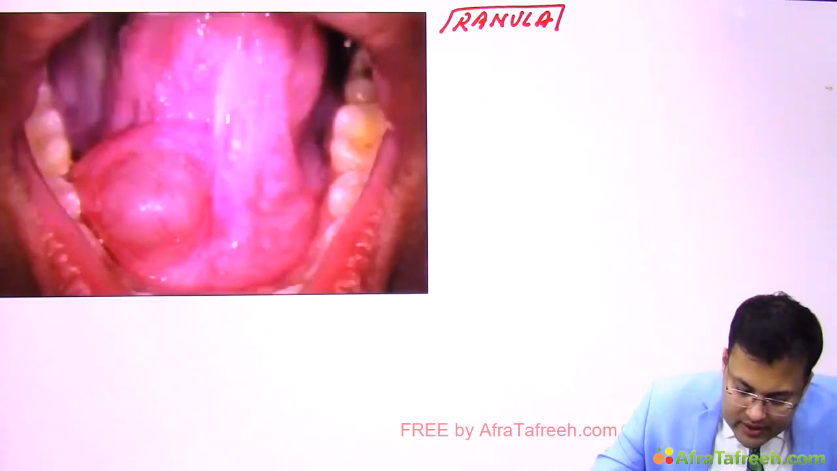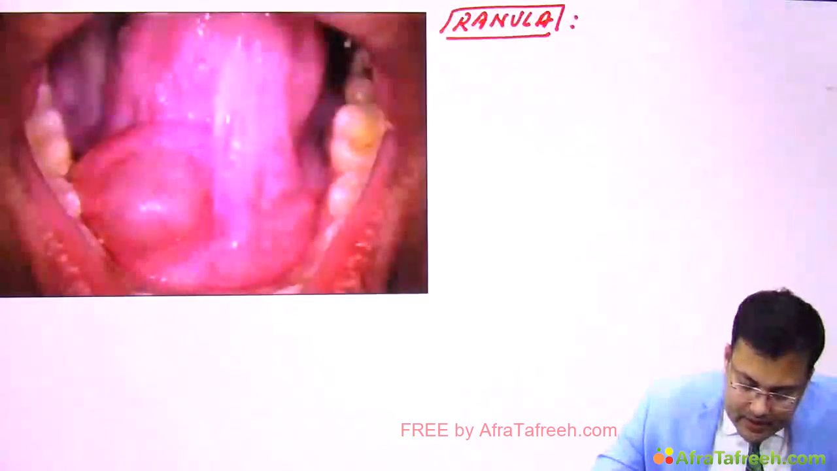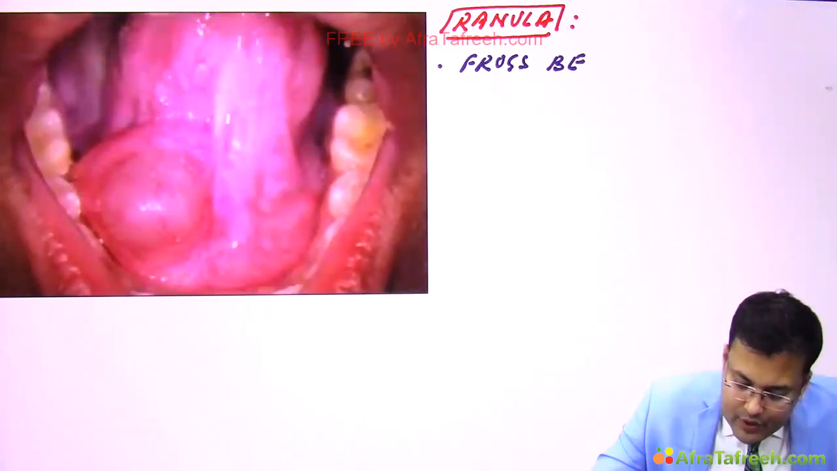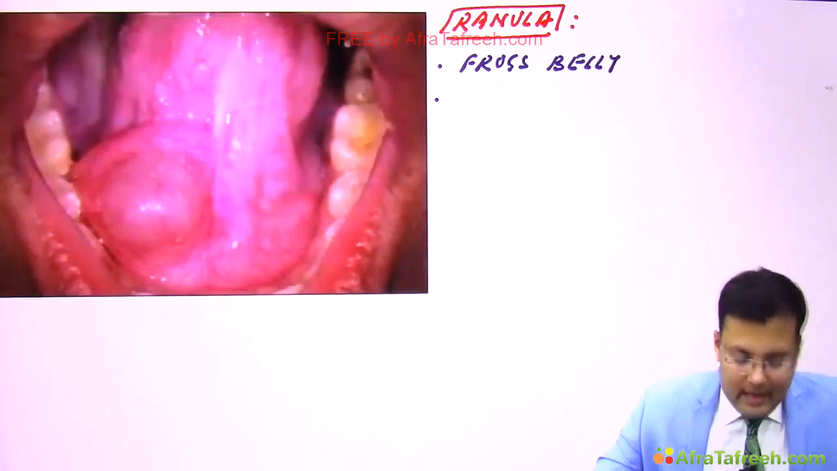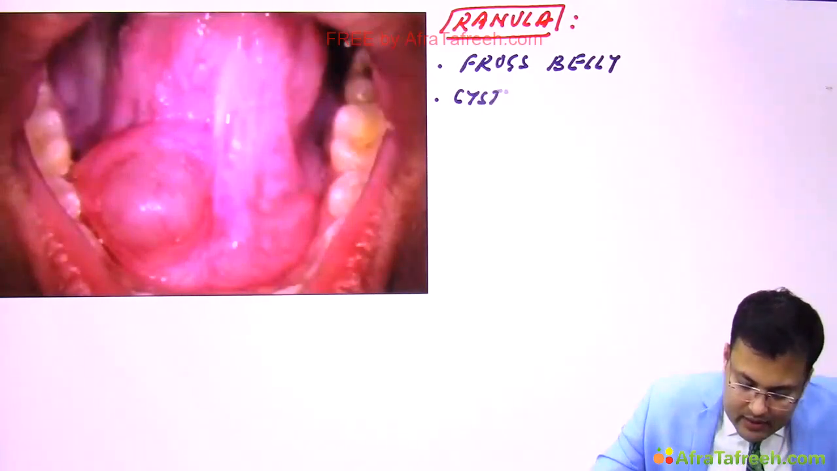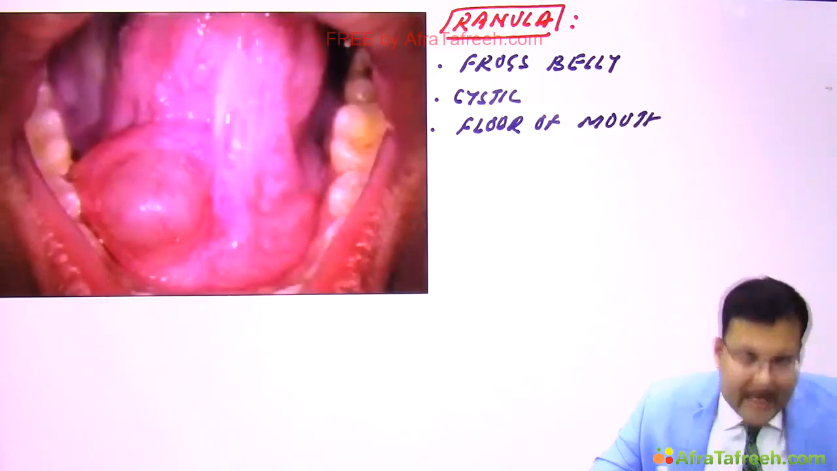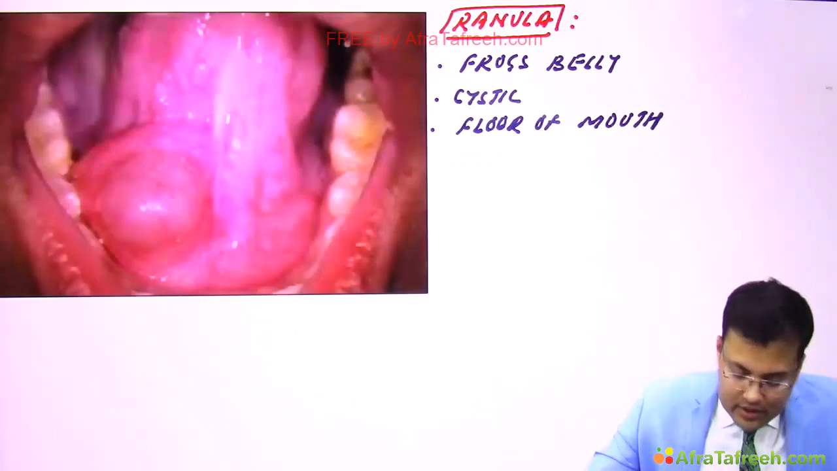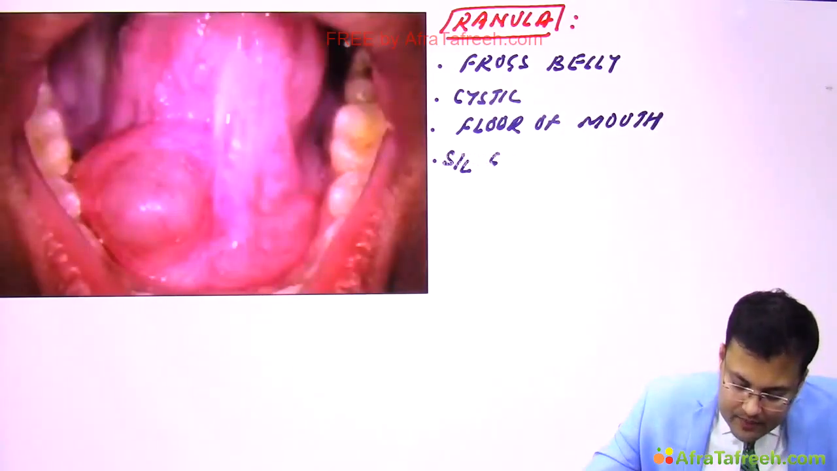Okay, so this is ranula. It resembles a frog's belly. Why? It's bluish, resembles a frog's belly, and it's cystic. What is the location? It is located in the floor of the mouth. It is in relation to which gland? It is in relation to the sublingual gland.